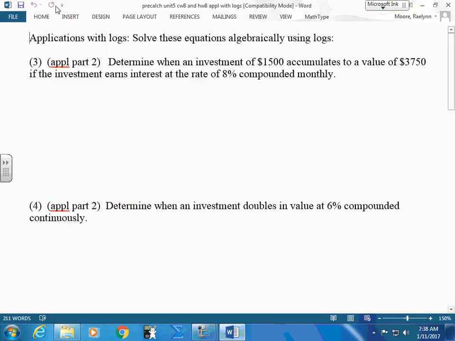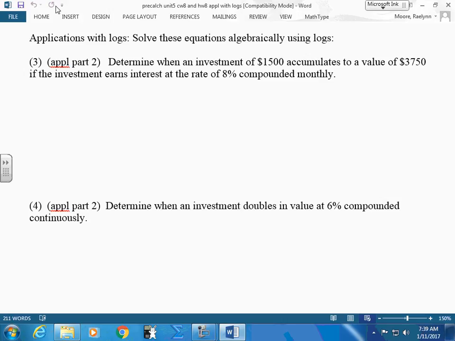Alright, so now we should be able to solve everything with logs. Sometimes you don't need to use them, and sometimes you'll be using them. So let's do the first one. Determine when an investment of $1,500 accumulates to a value of $3,750 if the investment earns an interest rate of 8% compounded monthly. We did this exact same problem. This came from your application part 2 when we did the exponents one.